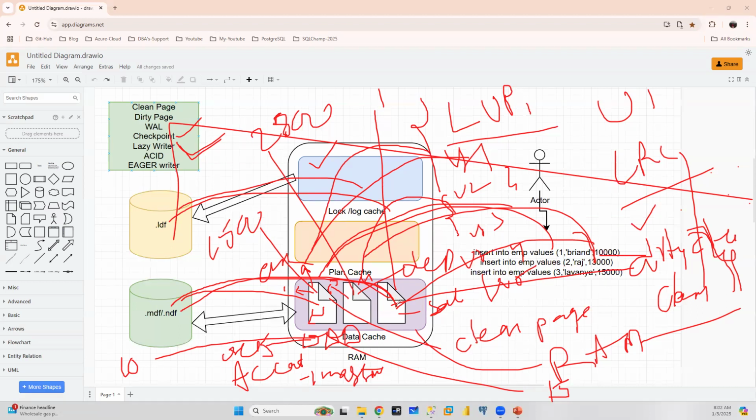Now what will it do? It will try to flush the pages from the buffer, meaning it will try to remove the pages in the buffer to make RAM healthy. That is the internal background process. Lazy writer is continuously running.